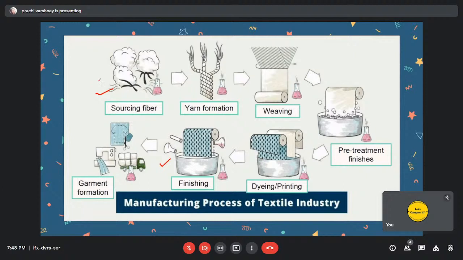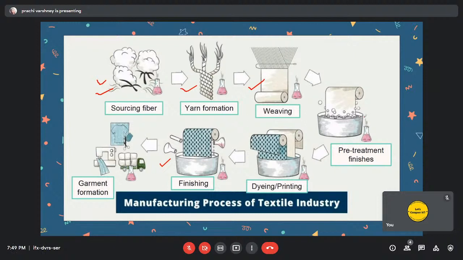Suppose, for example, first we source cotton fiber. As we all know, cotton is a natural fiber and we can obtain it from a plant. Cotton is a seed fiber. So first we source the fiber, then we make yarn, then we do weaving. We can perform weaving on looms. There are different kinds of looms on which we can perform the weaving process.